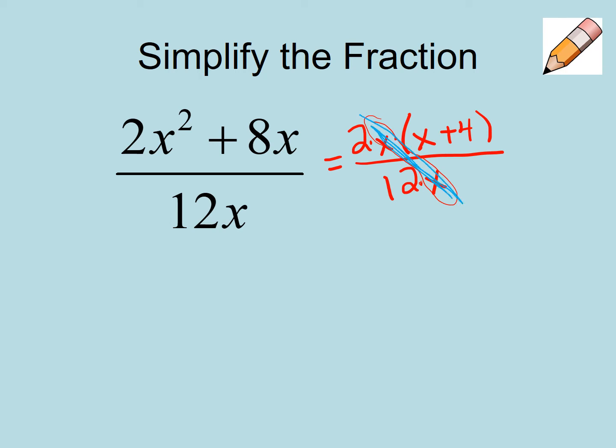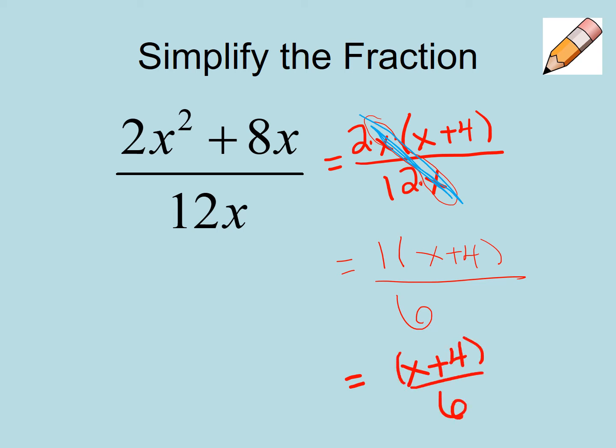2 divided by 12 can be reduced. Here, sorry, let me grab my red color. 2 divided by 12 can be reduced by taking a 2 out of 2 and a 2 out of 12, down to 1 over 6. And then we're still left with x plus 4 in the numerator. And 1 times anything is just going to be that thing in parentheses. So my final answer is x plus 4 all divided by 6. There's nothing more that I can reduce on this one. So that's my answer.